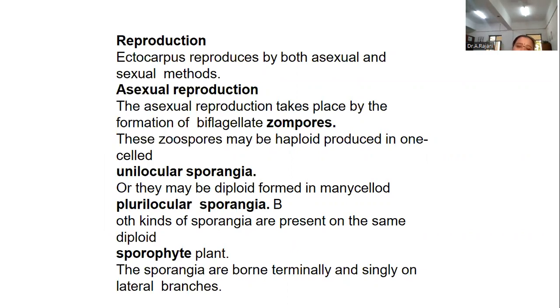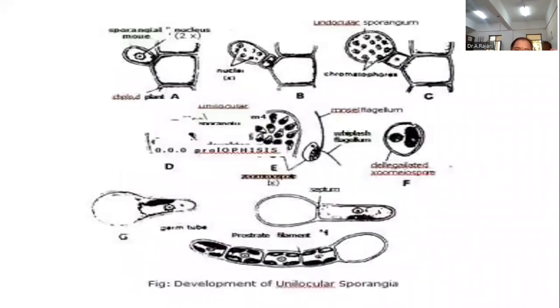Coming to the reproduction. Ectocarpus reproduction is of 2 types. Here vegetative reproduction is not there. Only asexual reproduction and sexual reproduction are present. Asexual reproduction takes place by zoospore formation, that too biflagellate zoospore formation. These zoospores may be haploid, produced in one cell. The biflagellate zoospores are present. In this asexual reproduction, two types of sporangia are present.